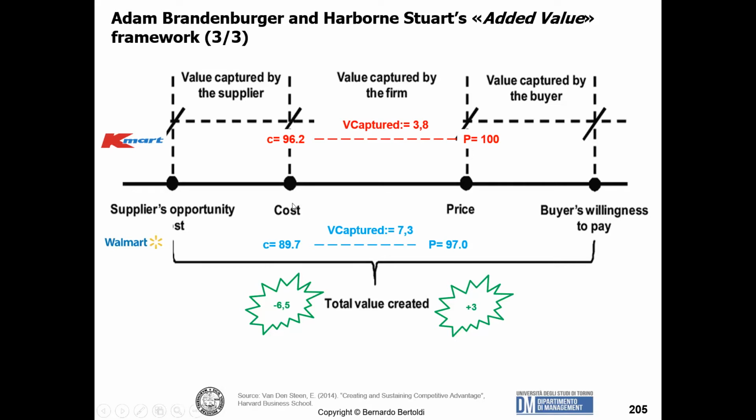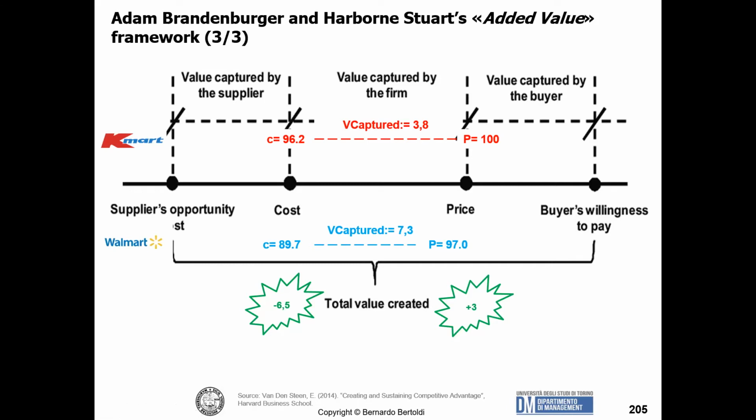But on the other side, we also see that Walmart is taking part of that value, or the total amount of that value, from suppliers. Kmart is paying 96.2 for the goods it is selling to its customer. Walmart for the same goods is paying 89.7. So it's getting $6.5 of value from suppliers. Out of that 6.5, Walmart is keeping $3.5 for the company and is giving $3 of value to customers.